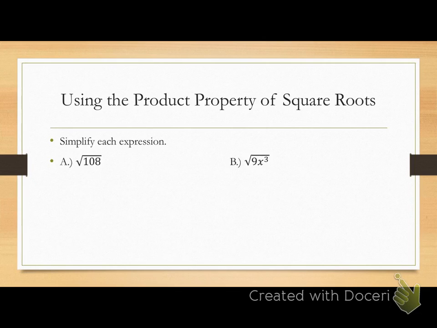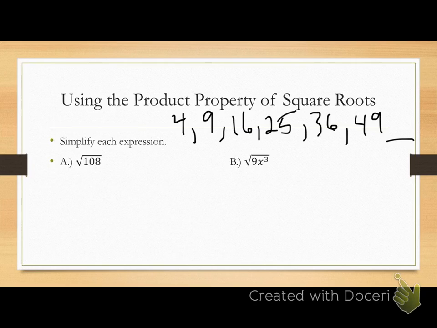So letter B, we have the square root of 9x to the third power. So once again, we have 4, 9, 16, 25, 36, 49, so on and so forth. There's all my perfect squares. 9 is a perfect square itself, so I don't have to break it down into anything. I can just take the square root of 9. Now I need to break x to the third down into something that I can take the square root of.